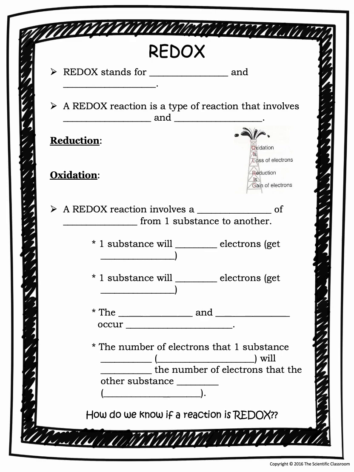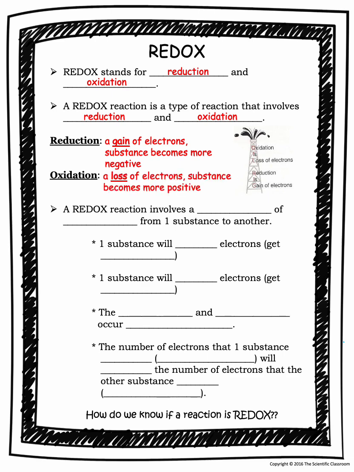So first things first, what is a redox reaction? Redox stands for oxidation reduction, and it's either called an oxidation reduction reaction or a redox reaction. We're going to call it a redox reaction most of the time, and it is a type of reaction that involves a process called reduction and a process called oxidation. Reduction is what happens when a substance gains electrons and becomes more negative, and oxidation is the opposite. That's what happens when a substance loses electrons and becomes more positive.